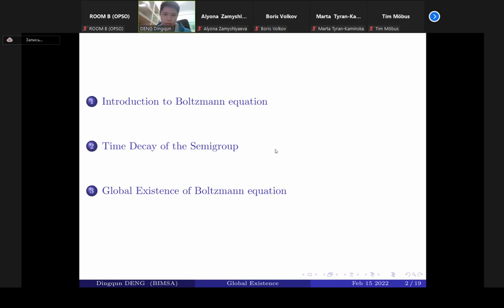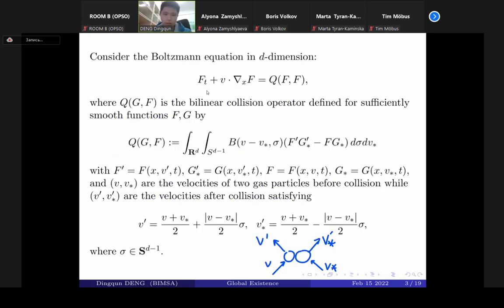Okay, so we start. Firstly, we give the definition of the Boltzmann equation. It will look in this way: F_t plus v dot gradient_x F equal to Q(F,F). Here, Q(F,F) is a bilinear collision operator defined in the following way. And the left-hand side of this equation is actually a transport equation. So the right-hand side is the collision term, and it will be defined in here: B times F prime G prime star minus F G star.